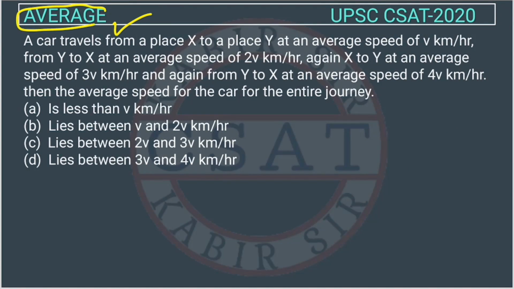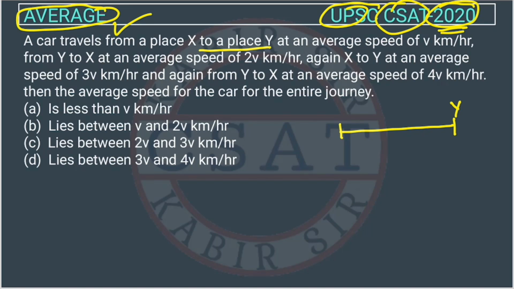So this is an average question asked in UPSC CSAT 2020. A car travels from a place X to a place Y. Suppose this is place X and this is place Y, at an average speed of V. What speed is given? In the first round, the speed is V, and from Y to X at an average speed of 2V.